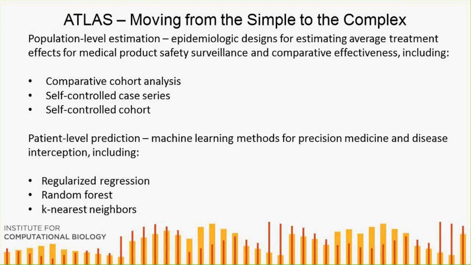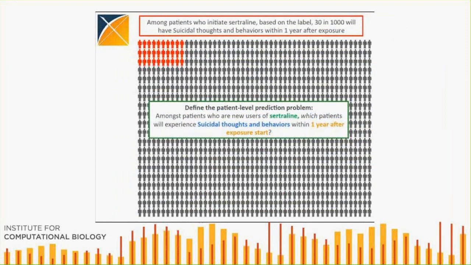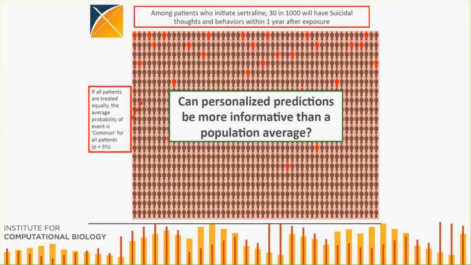Okay. So let me just show you some examples of what I mean by patient-level prediction. If you think about this as a population of patients who received a drug, which patients will experience suicidal thoughts and behaviors a year after the start of the drug? And then can you use this data? If all patients are treated equally, then the average probability of the event for all patients is 3%, but can you personalize predictions to be more informative than just the population average? When we talk about survival statistics, for example, we're always quoting median survival statistics. That's really giving you an estimation of what it's like for the average person. But every patient wants to think of themselves as not the average person. So how can we make this more personal? How can we really use this data to make it more personal?